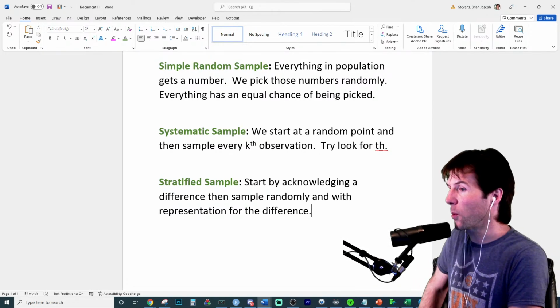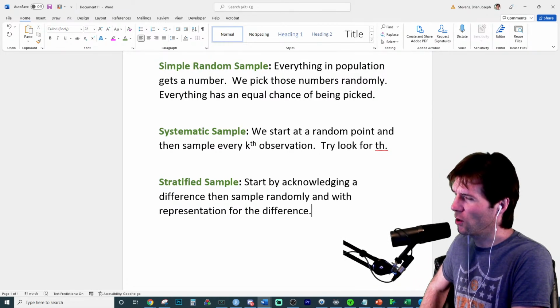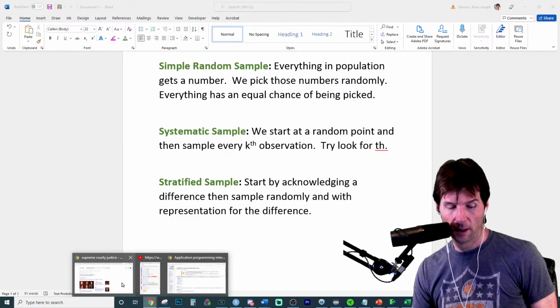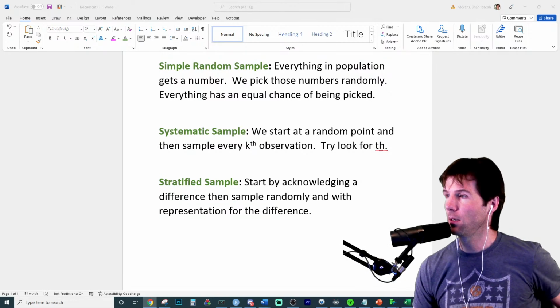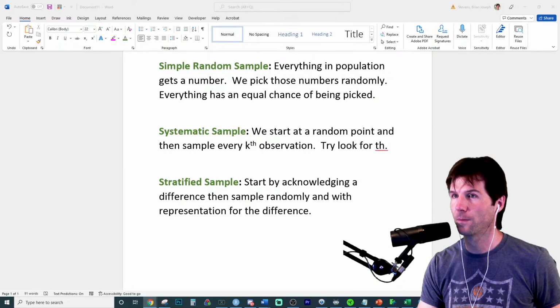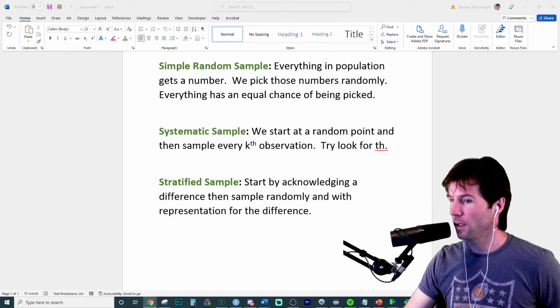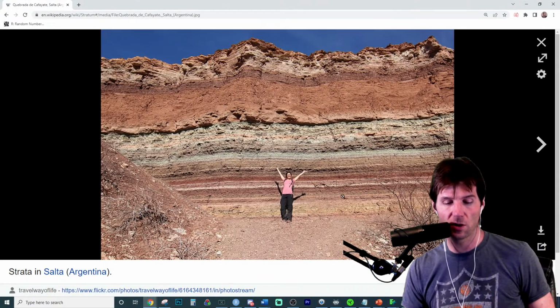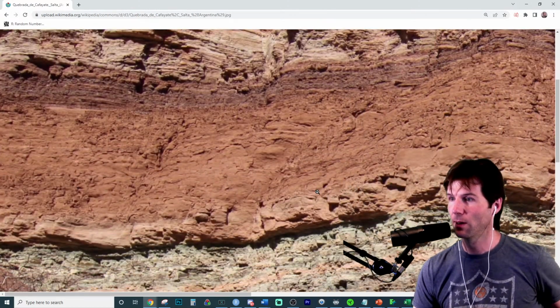Okay. This is where people get confused, but I think I have a way of doing this that really helps out. I figured out a way this morning. So let me go grab stratum and dirt, and let me show you. This is what stratum in dirt looks like.